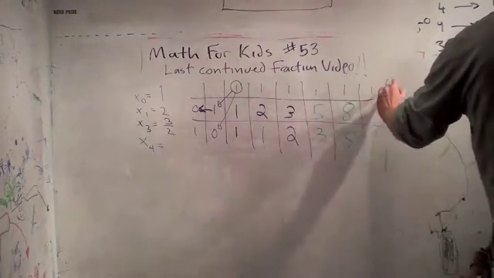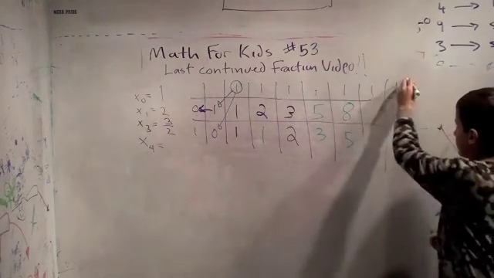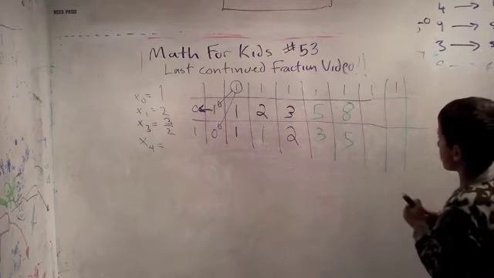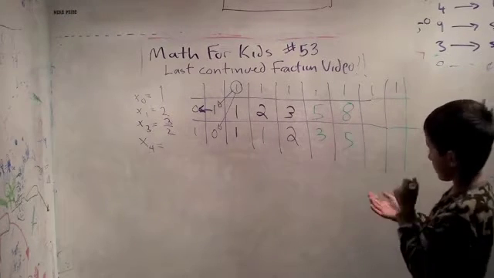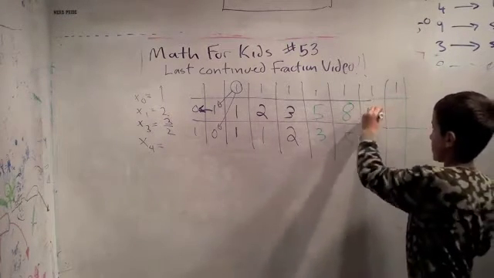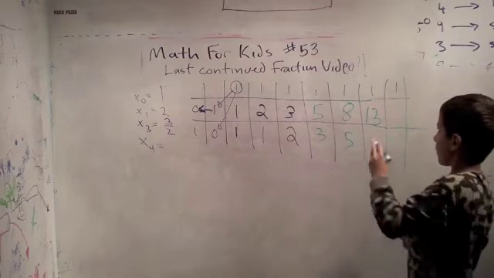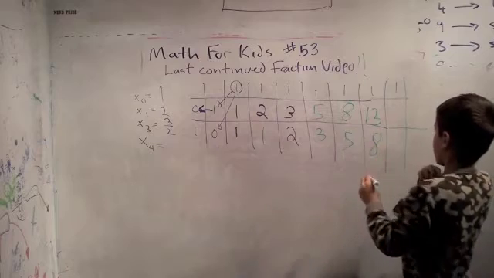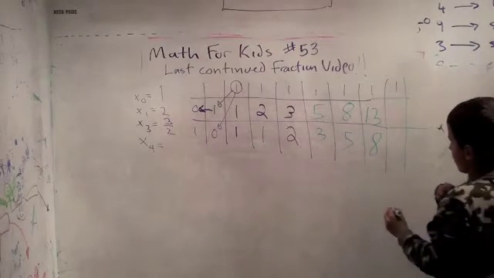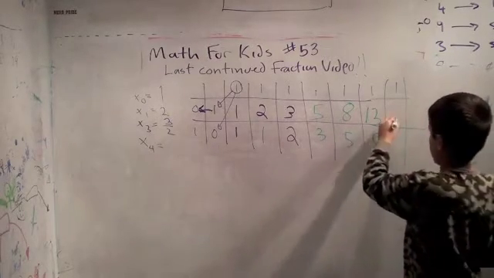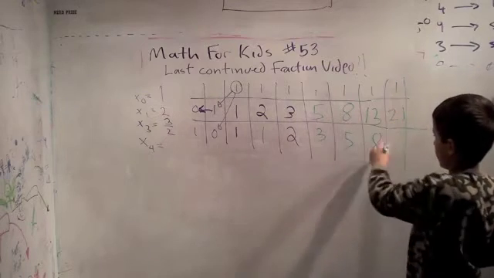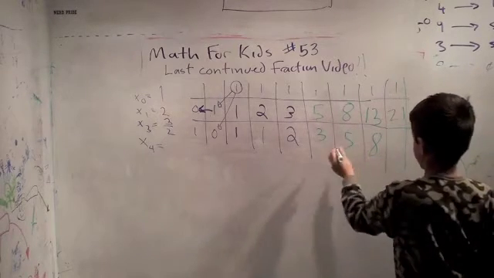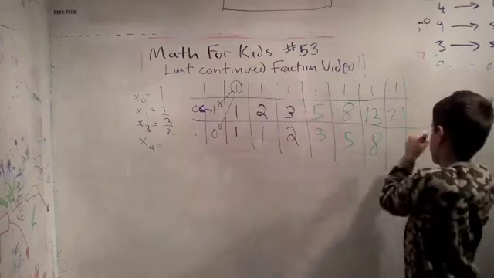Okay, so I got a 1 and a 1. So what goes next? 1 times 8 plus 5? 1 times 8 is 8, plus 5 is 13. Yes. 1 times 5 is 5, plus 3 is 8. Okay. 1 times 13 is 13, plus 8 is 21. 1 times 8 is 8, plus 5 is 13.